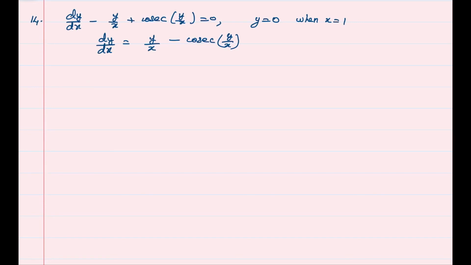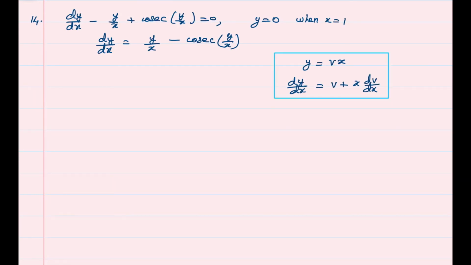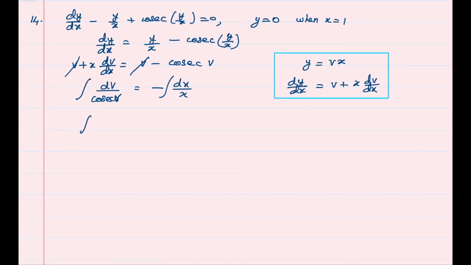We will substitute y by x as v, that is y as vx, differentiating both sides with respect to x. Substituting for dy by dx, which is v plus x dv by dx, equal to y by x, which is v, minus cosecant v. dv upon cosecant v is equal to minus dx upon x. And 1 by cosecant is sin v.